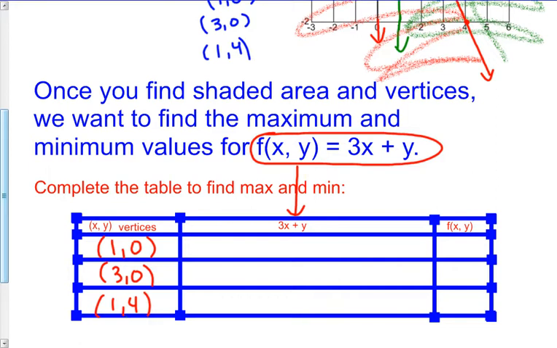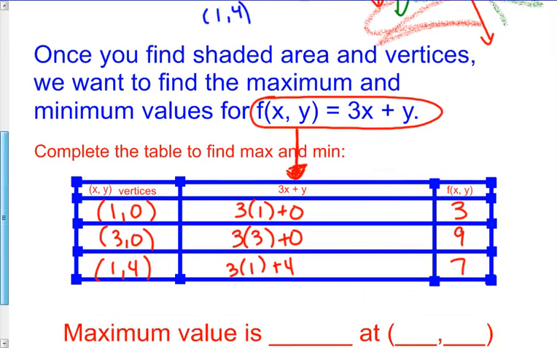And after you do that, all you need to do now is actually plug those x and y values from your vertices into this function that you were given. And again, don't worry about where it came from. We'll learn that later. For now, we're just going to be given one. So in this one, I would say, okay, my x is 1. So 3 times 1 plus 0. 3 times 1 plus 0 would be 3. I'd have 3 times 3 plus 0, so 9. And I'd have 3 times 1 plus 4, so 7. And that's me filling out the table.